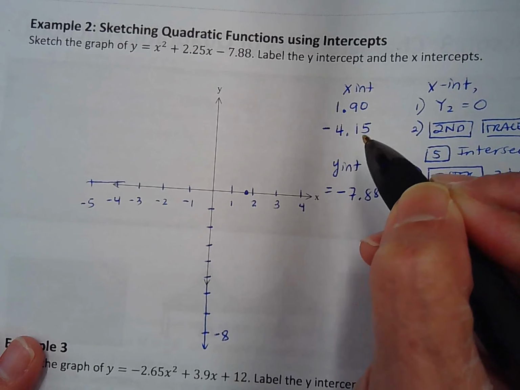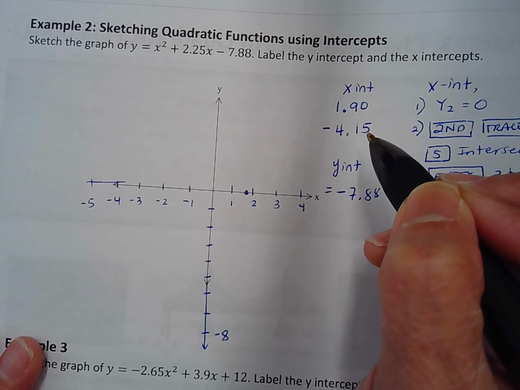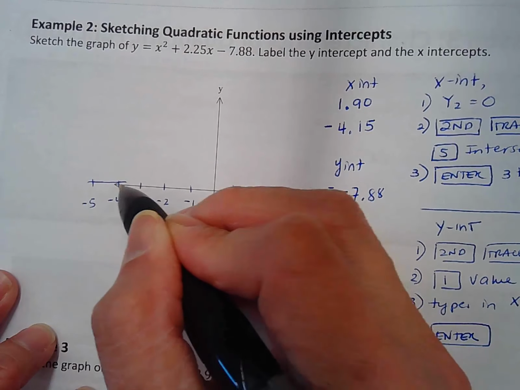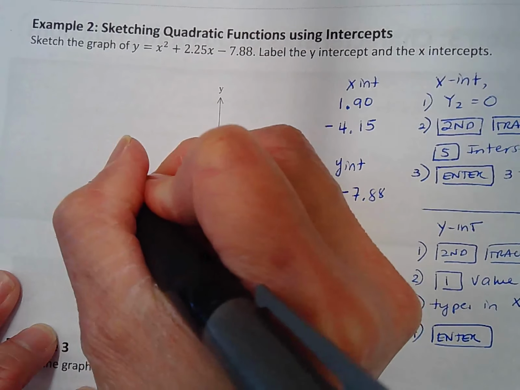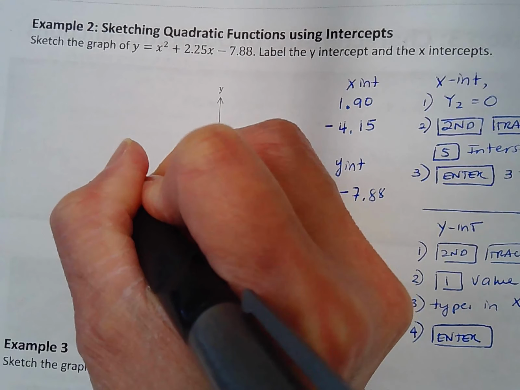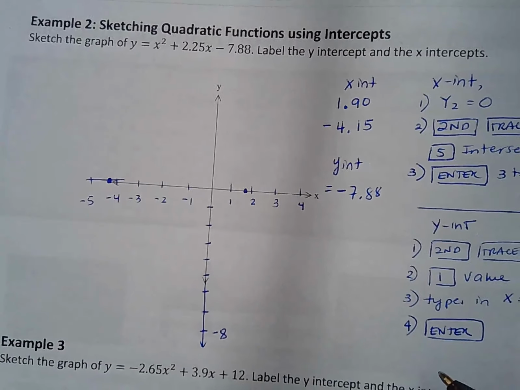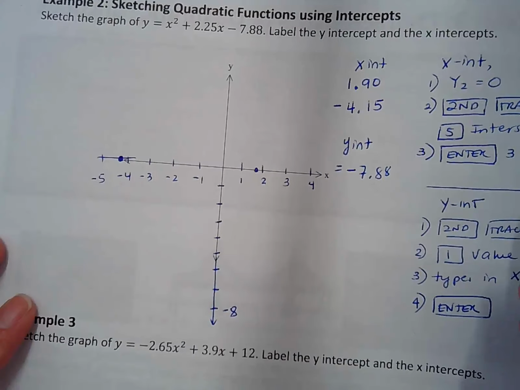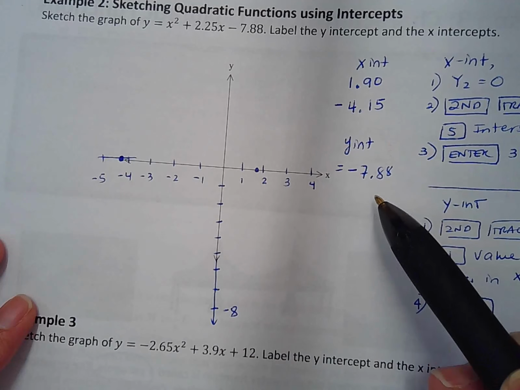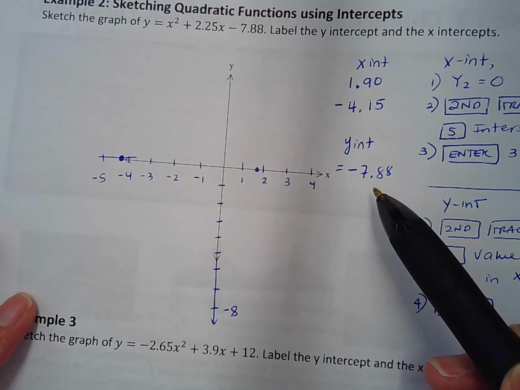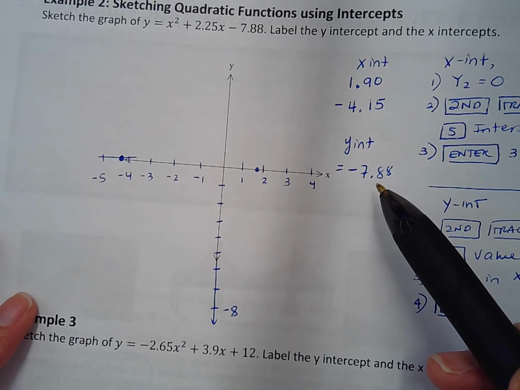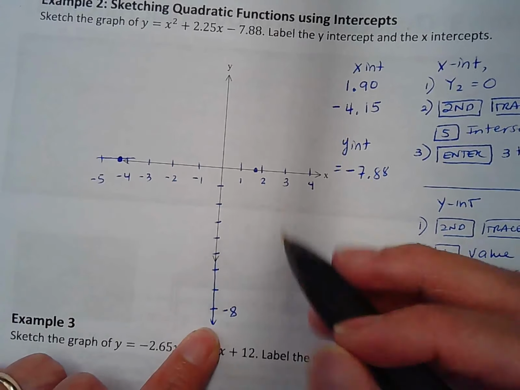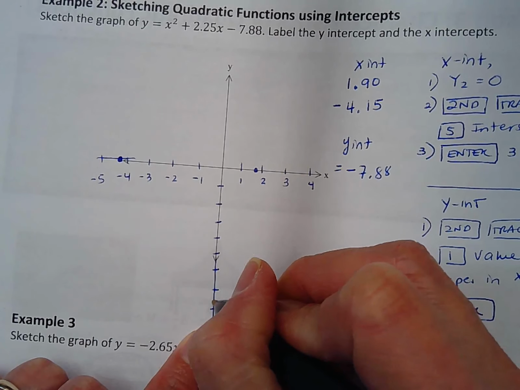Where is -4.15? Right before the middle. So it's going to be -1, 2, 3, 4. And then it's going to be a little bit to the left of -4. Okay? So those are the x-intercepts. Where is the y-intercept at -7.88? Close to the 8, right? So you go down, so just before the 8.